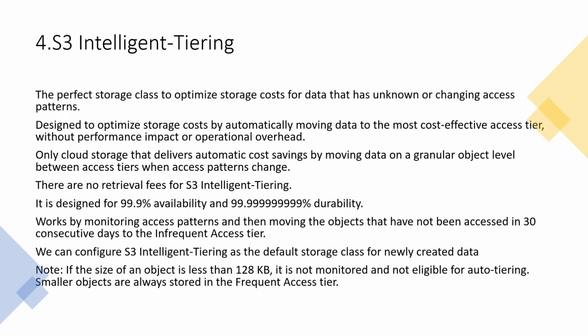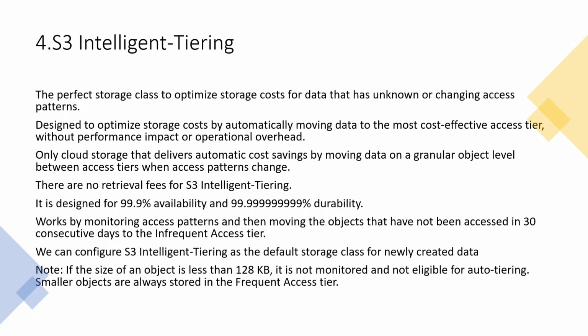It monitors the access pattern and moves objects that have not been accessed in the last 30 days. If objects are frequently accessed, they are kept in the standard tier. If a particular file has not been accessed in the last 30 days, it will start moving it to the lower-cost storage classes. We can even configure S3 Intelligent-Tiering as the default storage class.